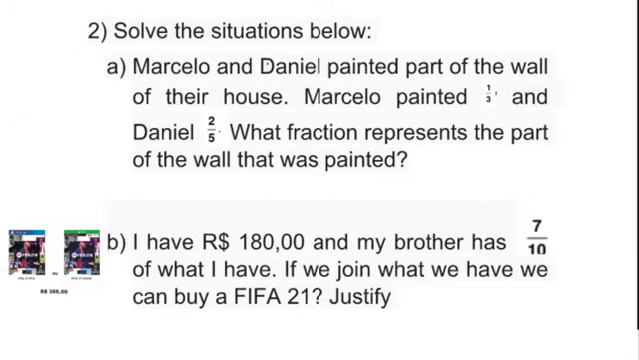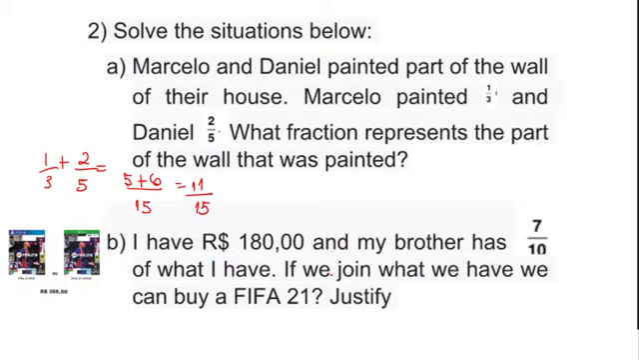And here, solve the situations below. Marcelo and Daniel painted part of the wall of their house. Marcelo painted 1 over 3 and Daniel 2 over 5. What fraction represents the part of the wall that was painted? So I will add 1 over 3 plus 2 over 5. This gives me 15, and 5 plus 6, 11 over 15. So this is the fraction that represents what we painted.